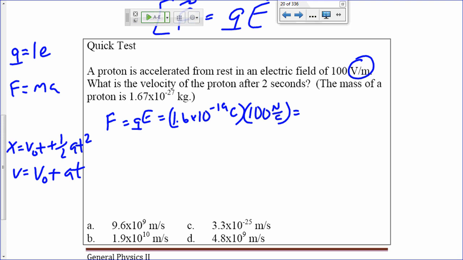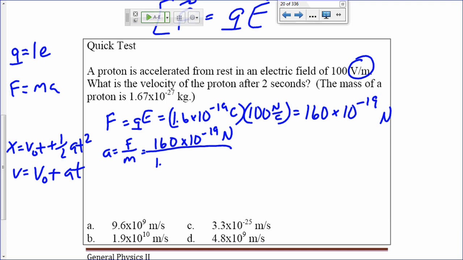So that's what? 160 times 10 to the minus 19. That's in newtons. And then if I want to know my acceleration, it's F over m. So it's that 160 times 10 to the minus 19 divided by my mass, which is 1.67. That's the mass of a proton. That number is on your equation sheet, but it's a good number to have in your mind. You use it quite a bit, I imagine. Oh, from E right here. 1.6 times 10 to the minus 19 times 100 is 160 times 10 to the minus 19.